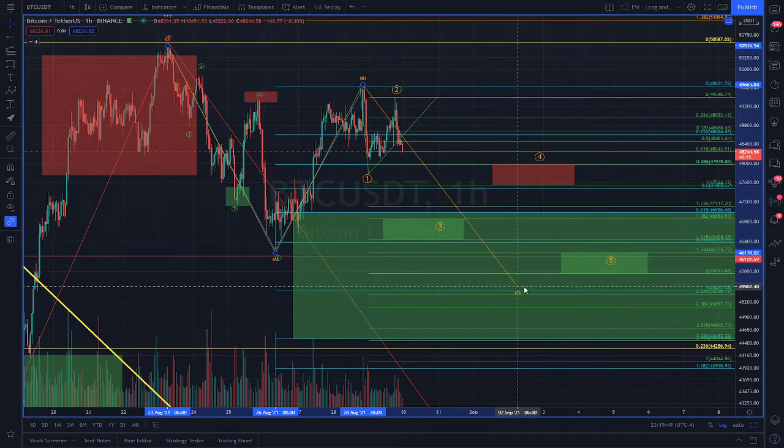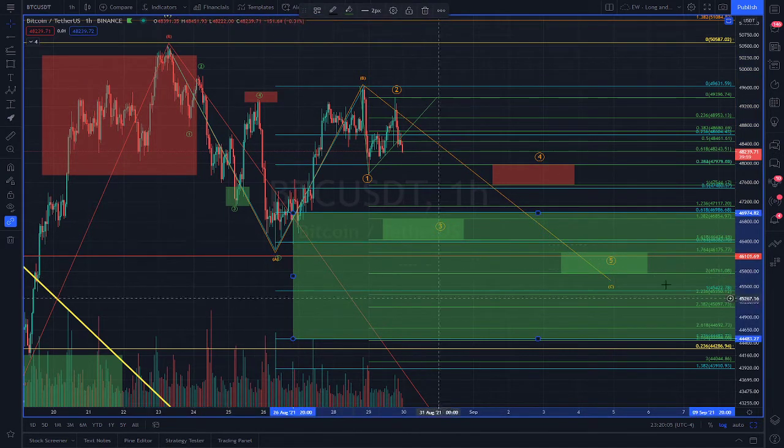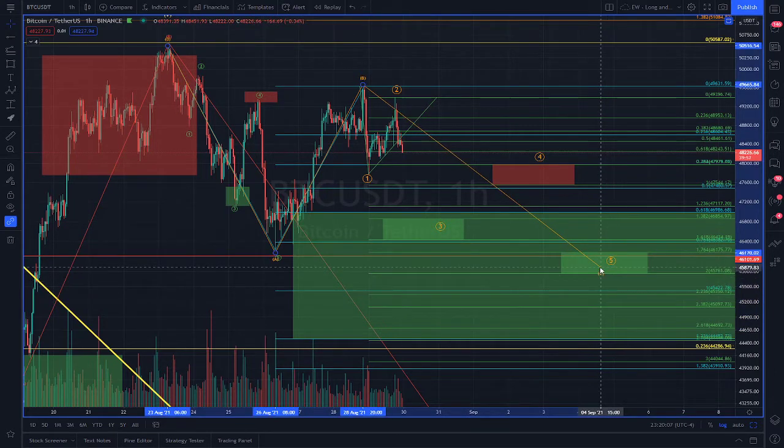I had the C wave down here at the extension of A to B, which is 45,400, sorry, as kind of the ideal extension for that. But anywhere in this green box that I have right here is fine for C. So it can certainly end in this box, and it could certainly end right around 46K there. So anywhere in here, 45.7 to 46, I'm going to be looking for the end of this basically to happen.